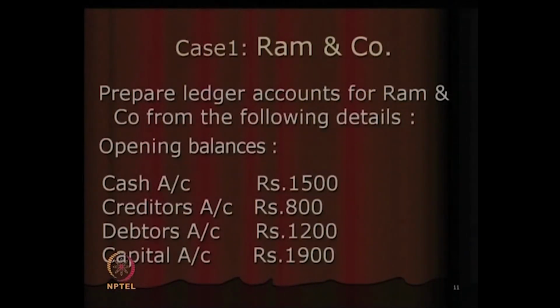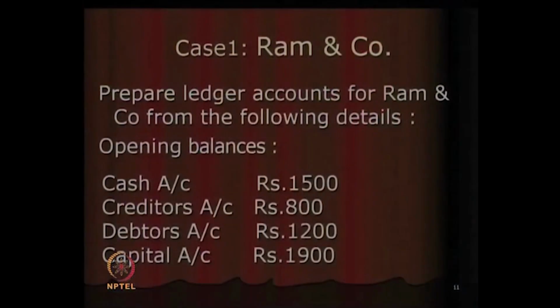Now, let us take a very small case. Prepare the ledger account from the following details. Opening balances are given. Cash is 1,500, creditors 800, debtors 1,200, capital is 1,900. I hope now you remember what is cash, what is creditors, what is debtors, and what is capital.